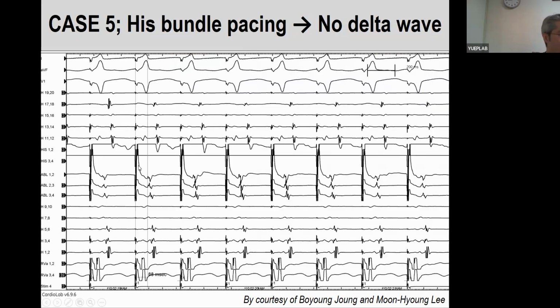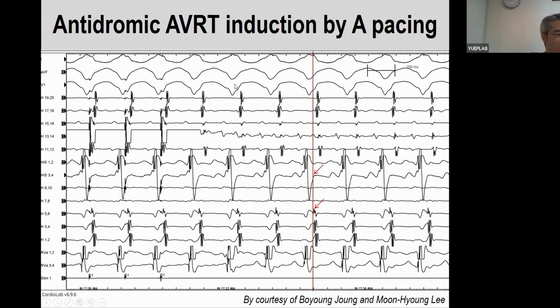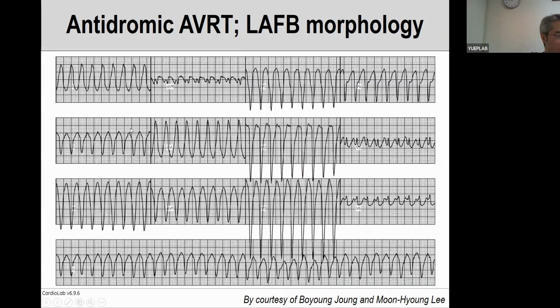So we performed the His bundle pacing. The delta wave is narrow, no delta wave during His pacing. Antidromic AVRT was induced by A pacing like this. This QRS morphology is fully augmented delta wave morphology. And the QRS during the tachycardia has a left anterior fascicular block pattern.